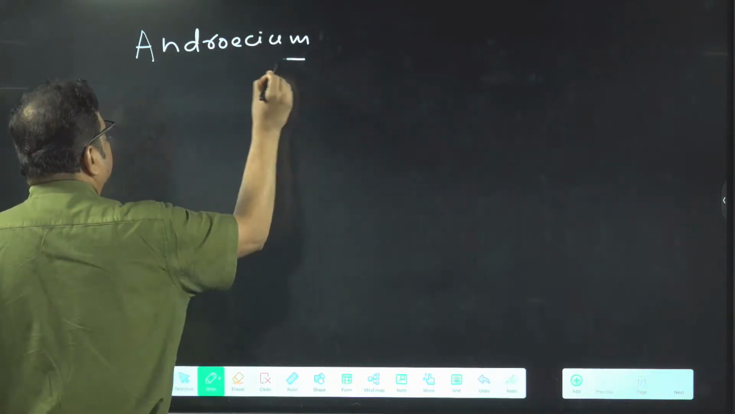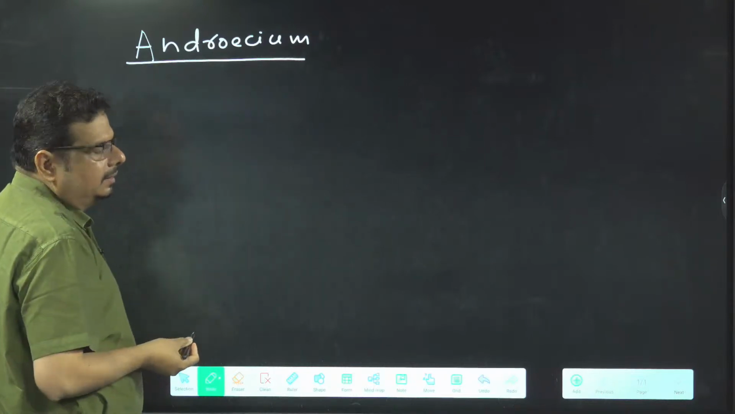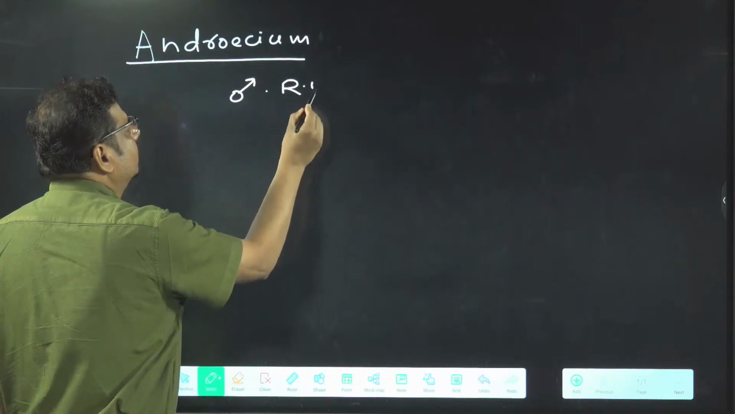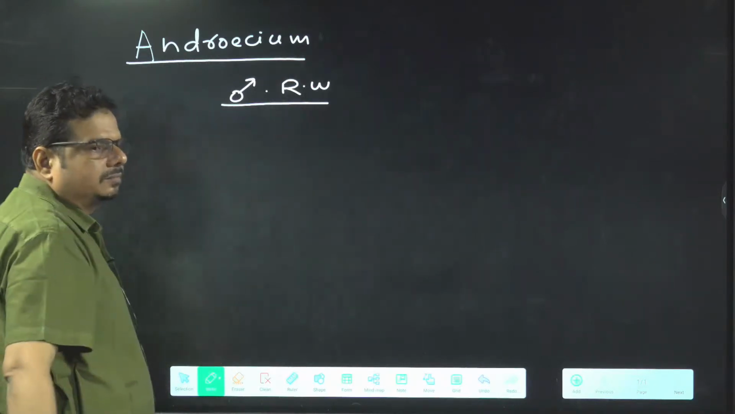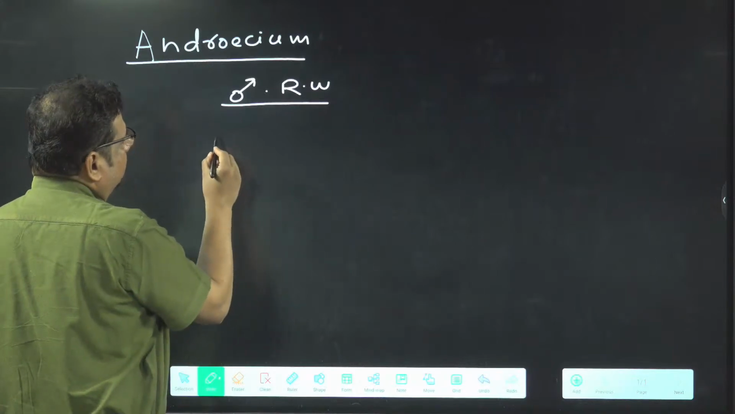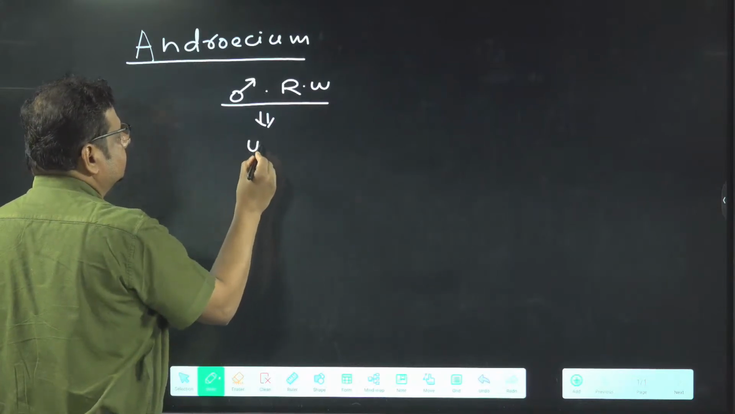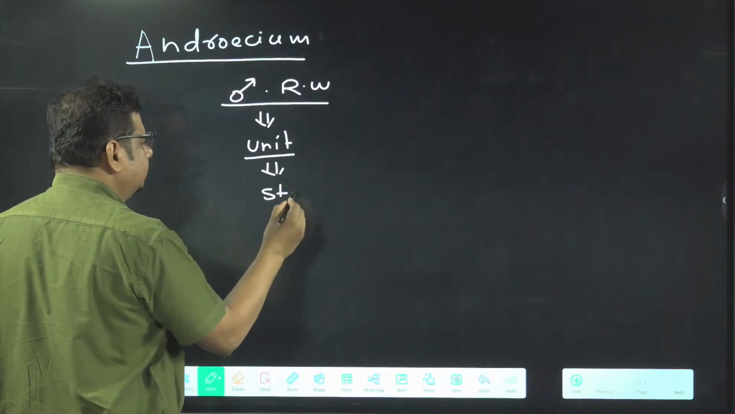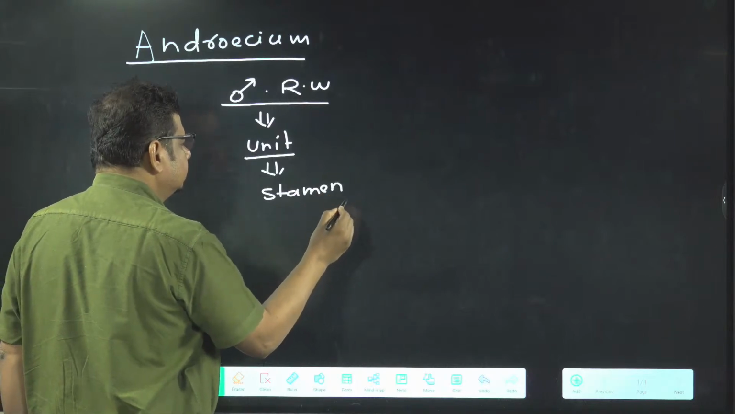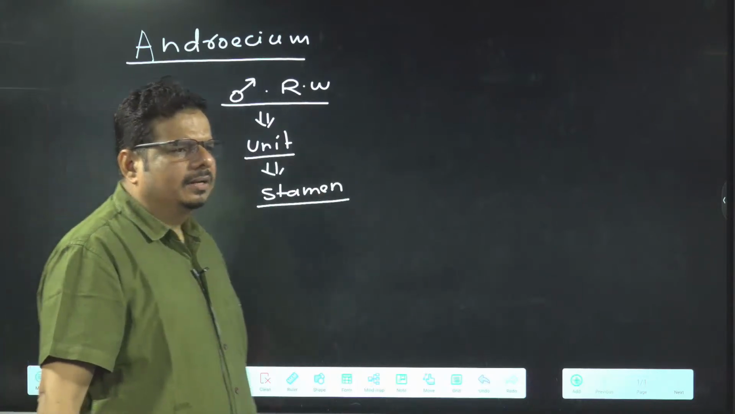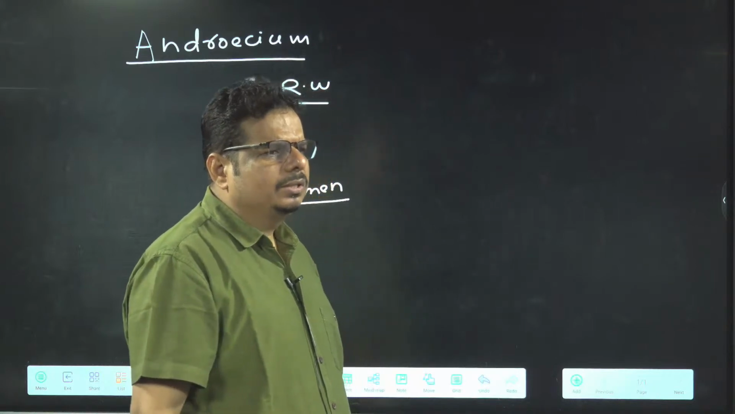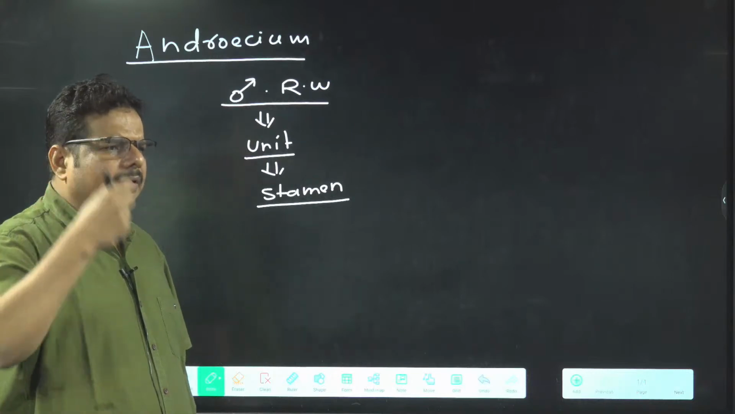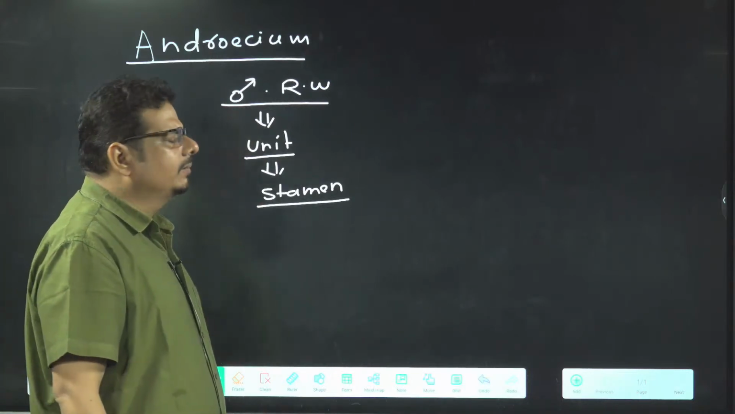Androecium. As you know, androecium is basically the male reproductive whorl. If you talk about the unit of androecium, it is the stamen. Stamen whorl is called androecium. In androecium, many stamens are possible, but one stamen is the unit of androecium.